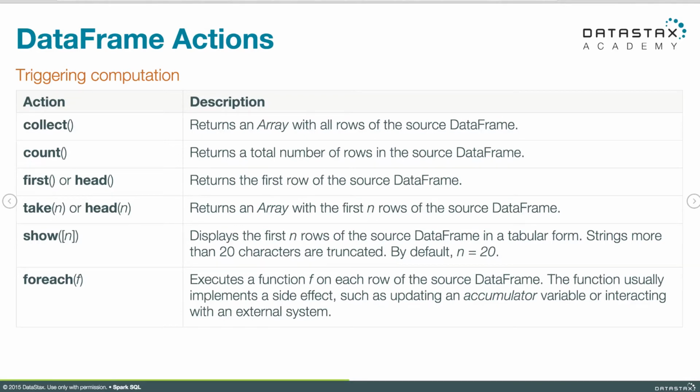Foreach is just like the equivalent in the RDD. We pass it a function, and it's going to execute that function on each row in the data frame. Now, the return value of foreach is not the important thing here. It is an action, and it is going to trigger computation, but we're expecting that function that we pass in to cause some kind of side effect outside of the function, like updating an accumulator variable or doing something to interact with an external system.